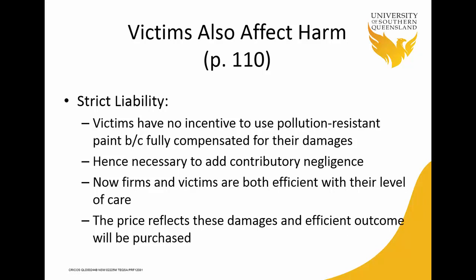Under strict liability, the victims have no incentive to use the pollution resistant paint, because under strict liability the firm has to compensate them regardless of whether they use the paint or not. If they suffer damages, the firm has to pay. So no incentive to use the paint. In order to make this efficient, we have to add a defense of contributory negligence. So the firm can raise this defense, which means that the victims will have to take care in order to be compensated. So now both the firms and the victims are efficient with their level of care.